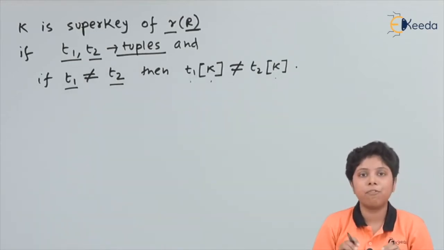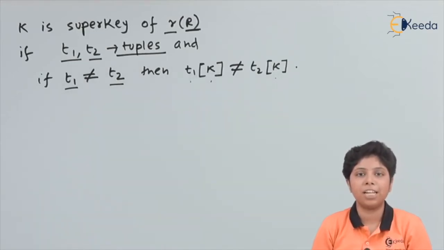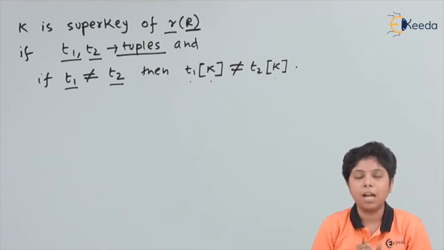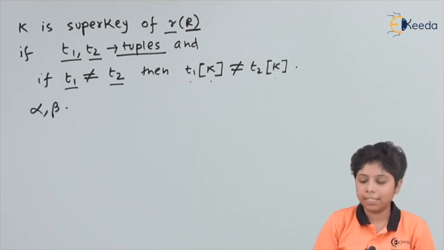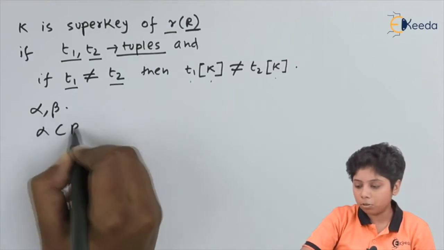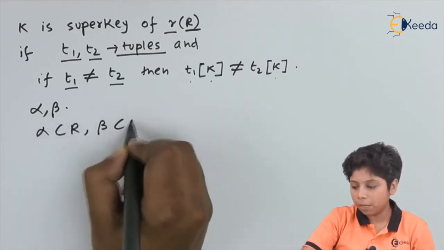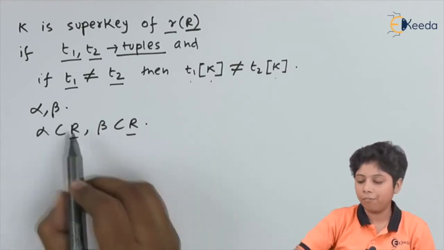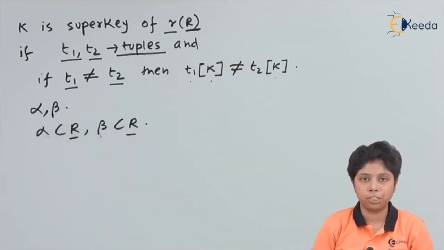So this is the definition of a super key of a relation, but not yet in terms of functional dependencies. We will look at that next, in functional dependencies. Let us consider alpha and beta are two attributes of a relation. Now, alpha belongs to R and also beta belongs to R, because R is the set of attributes and alpha and beta are two attributes.